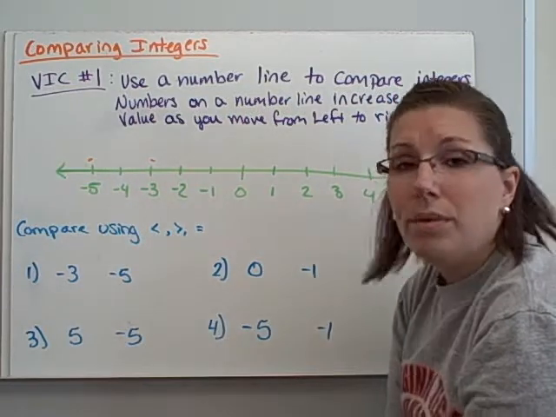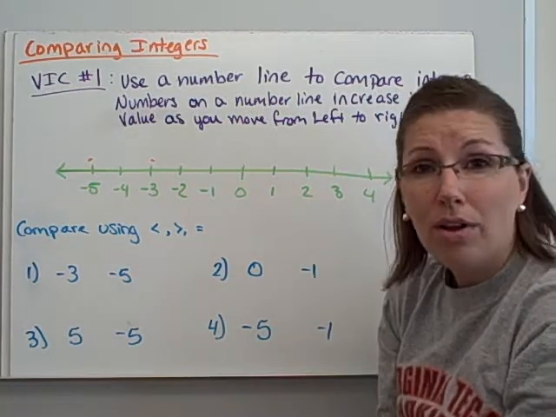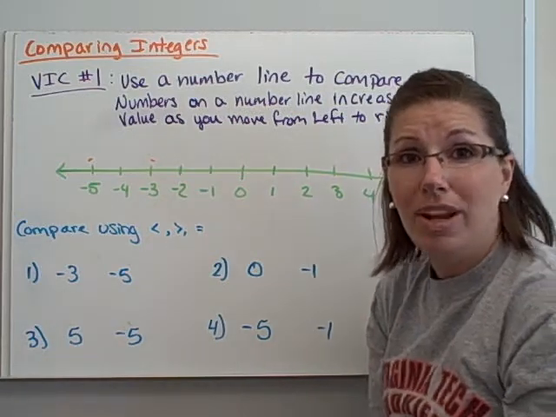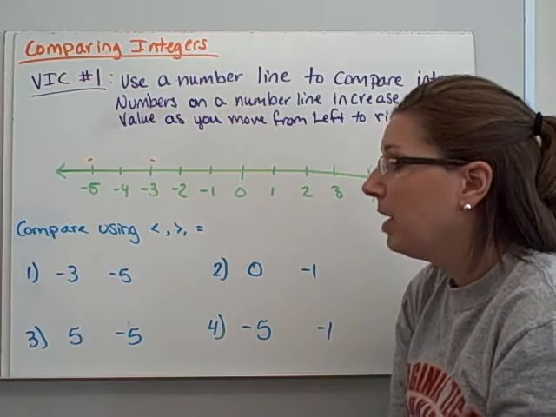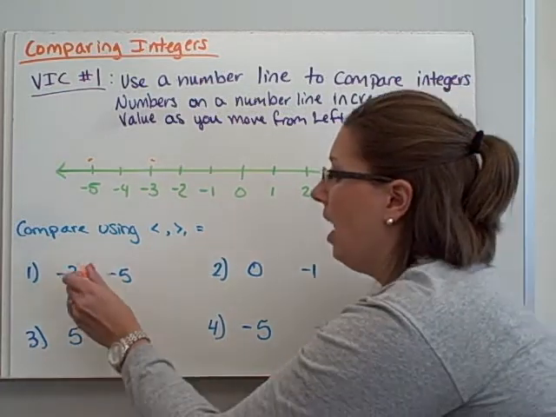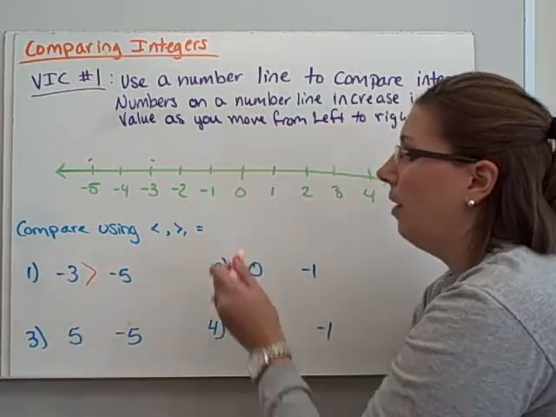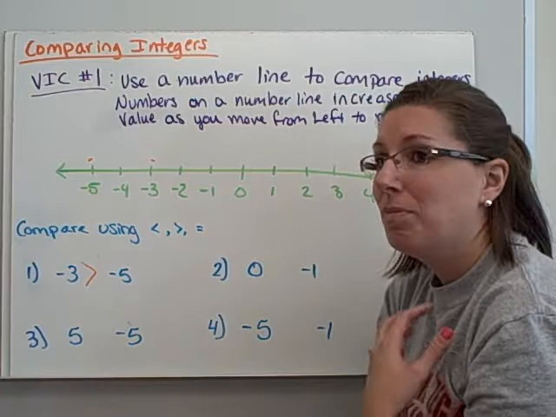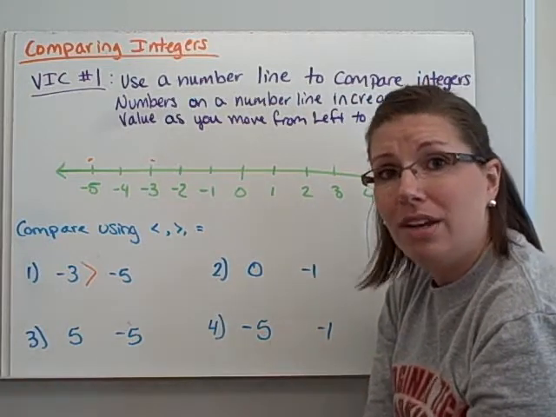So what would you rather have, -$3 or -5? Would you rather owe somebody $3 or owe somebody $5? Well, I'd rather owe somebody $3 because that means I'm closer to 0 and owing them nothing. So -3 is actually greater in value than -5.